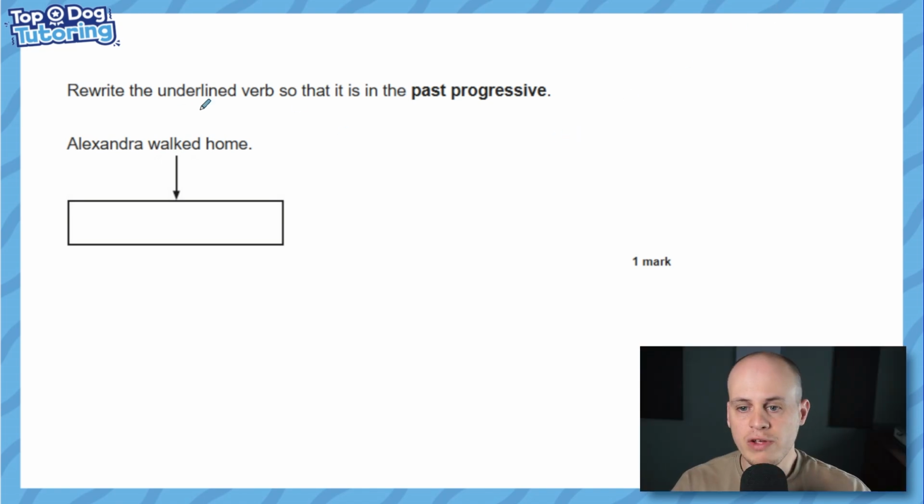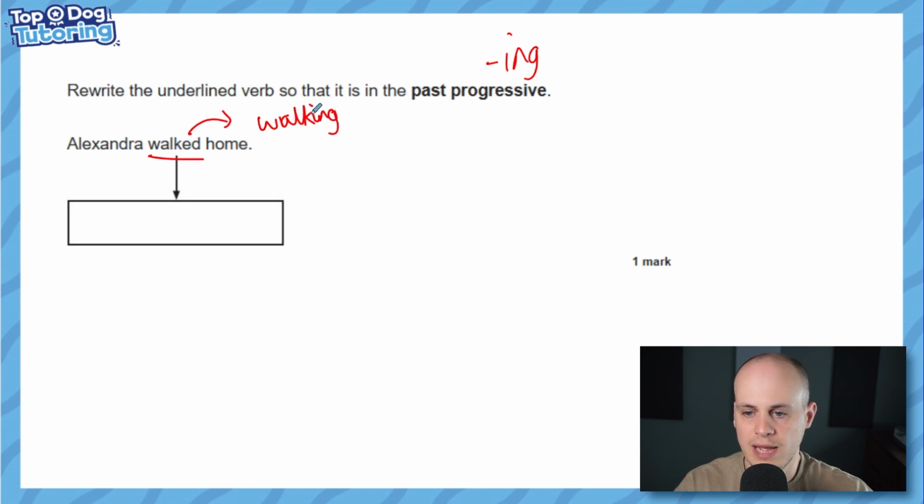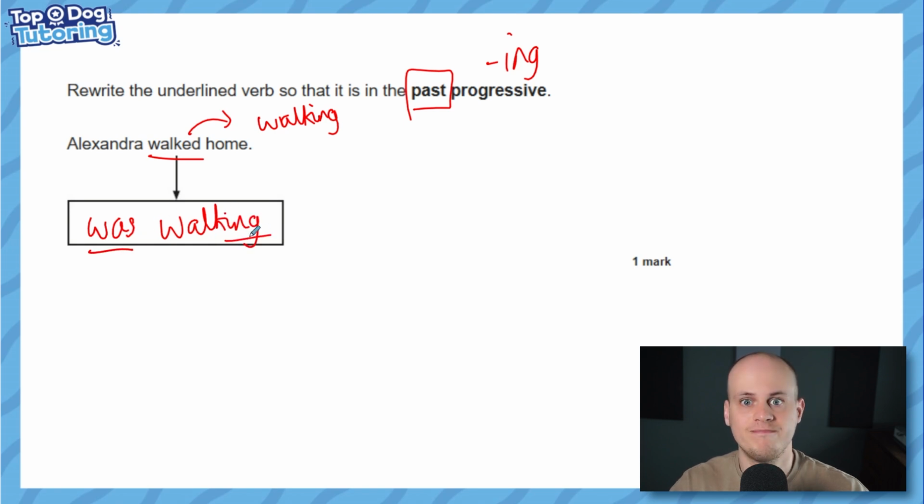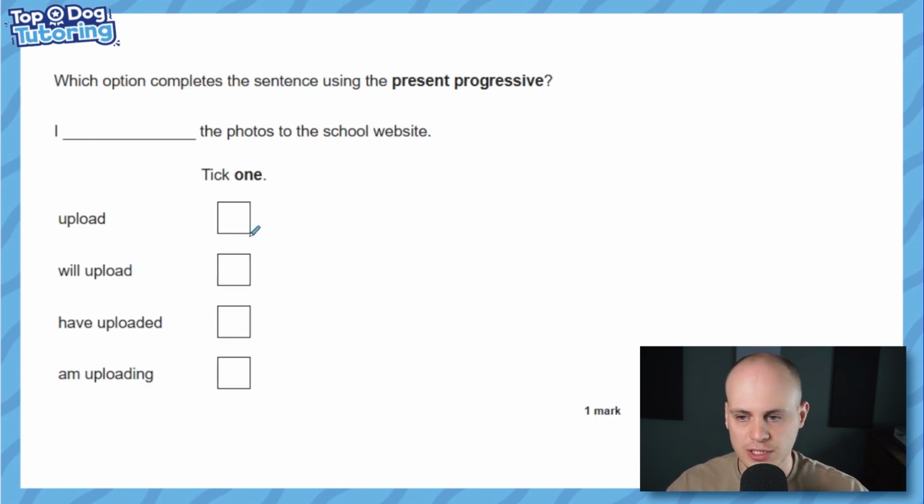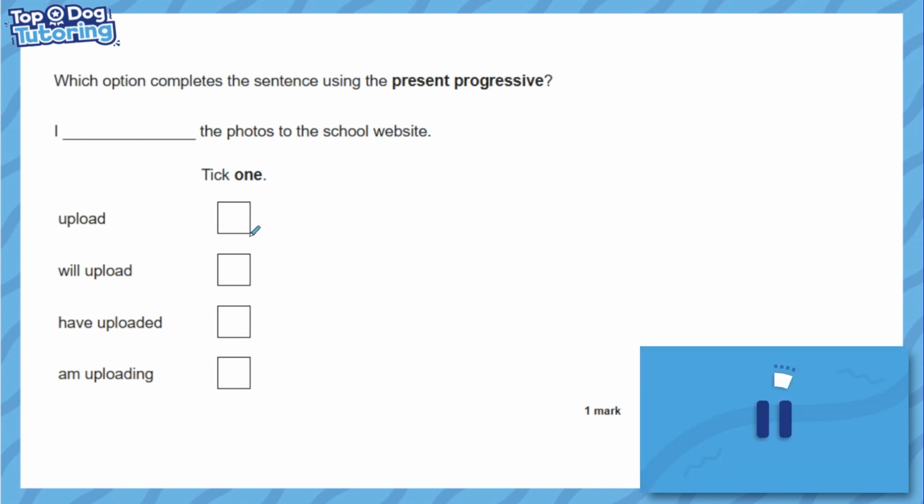Okay, we're back. Rewrite the underlined verb so that it's in the past progressive. We know progressive means it needs to have ing. We can see that the verb is walked, so turn that into an ing word and it makes walking. Last step is to make it make sense because currently it says Alexandra walking home. Well, we need to make it in the past tense, so is walking home sounds like the present tense. Was walking home. There you go. Past progressive. Can you see that? Next question. Another progressive tense.